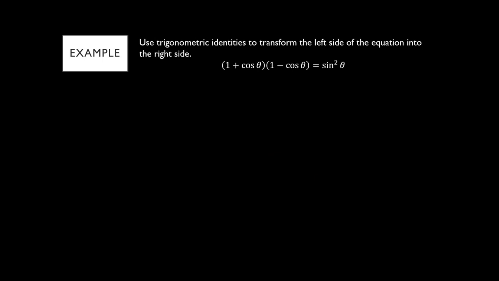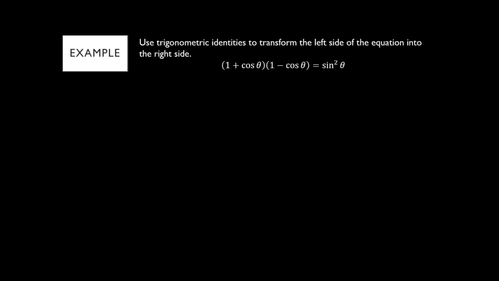Move on to a more complicated one here. So 1 plus cosine of theta times 1 minus cosine of theta equals sine squared theta. So you always work with the more complicated side here. So the more complicated side is the left. That would be a lot easier than trying to take the right side and turn it into the left. We're going to take the left and turn it into the right. So we're going to use algebra basically.